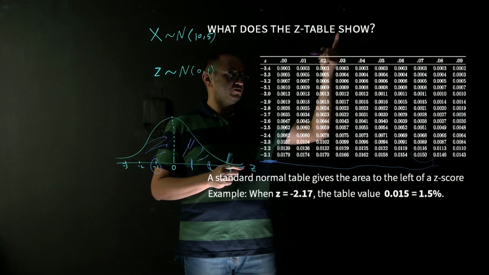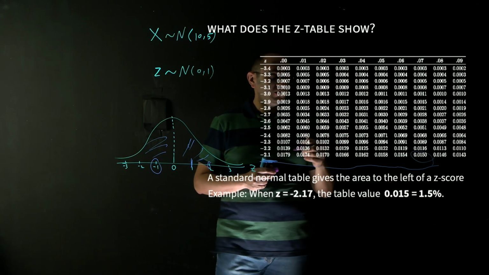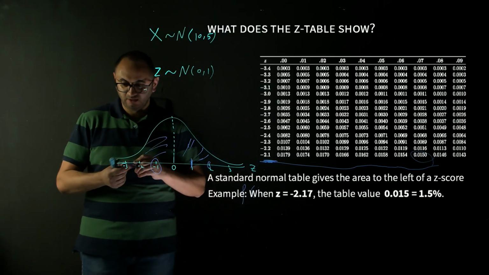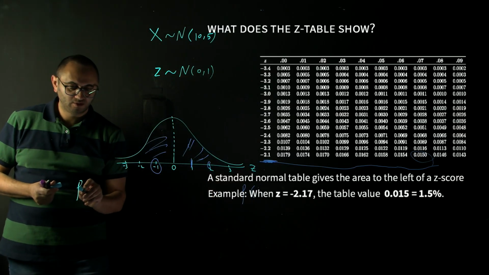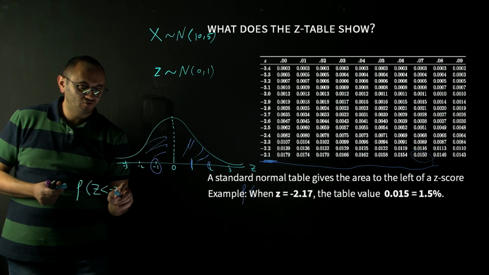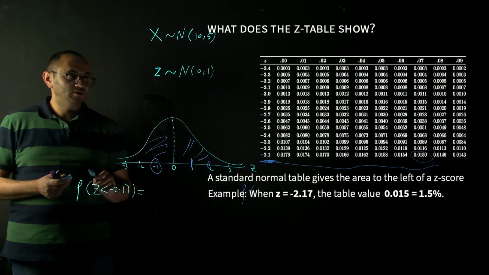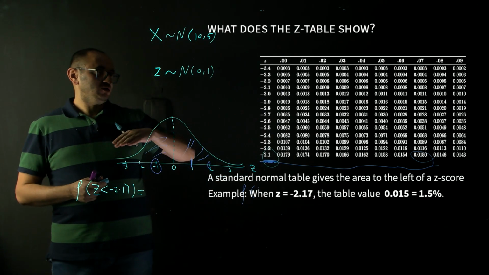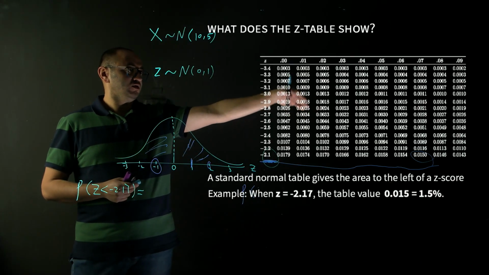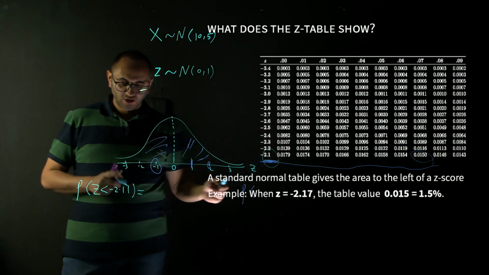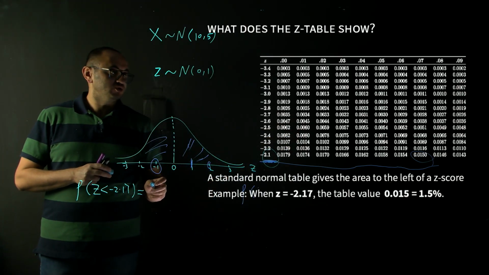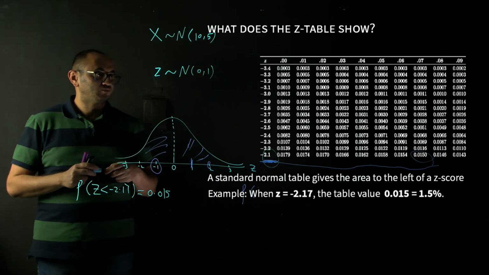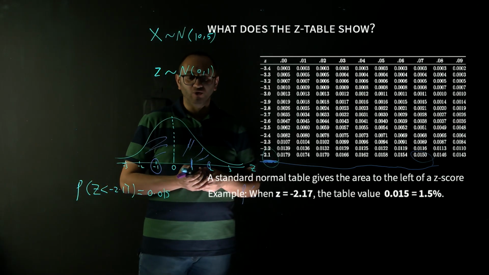So this is the column 0.07. So probability z less than negative 2.17 equals, this is negative 2.1, right? Move to the right until you reach the column 0.07. So probability z less than negative 2.17 equals 0.015, which means it's about 1.5%.